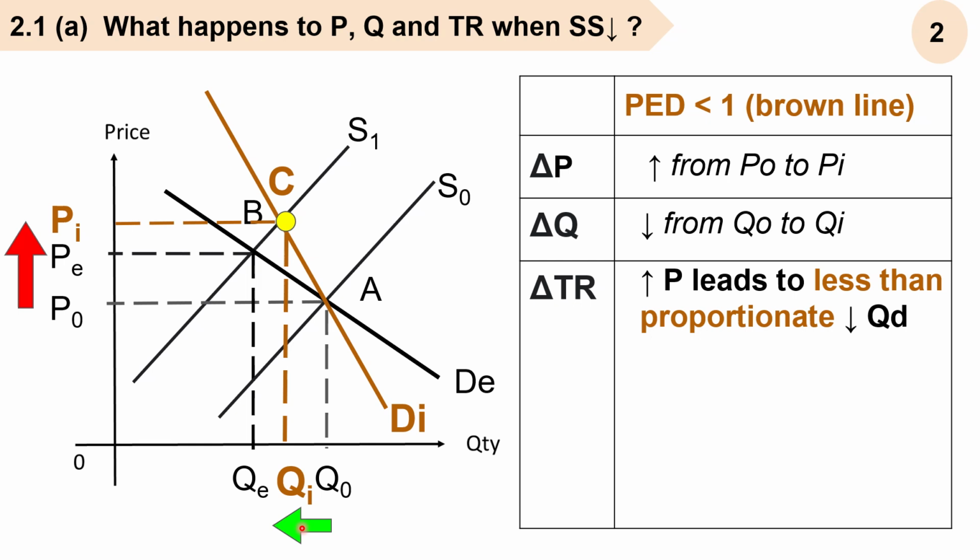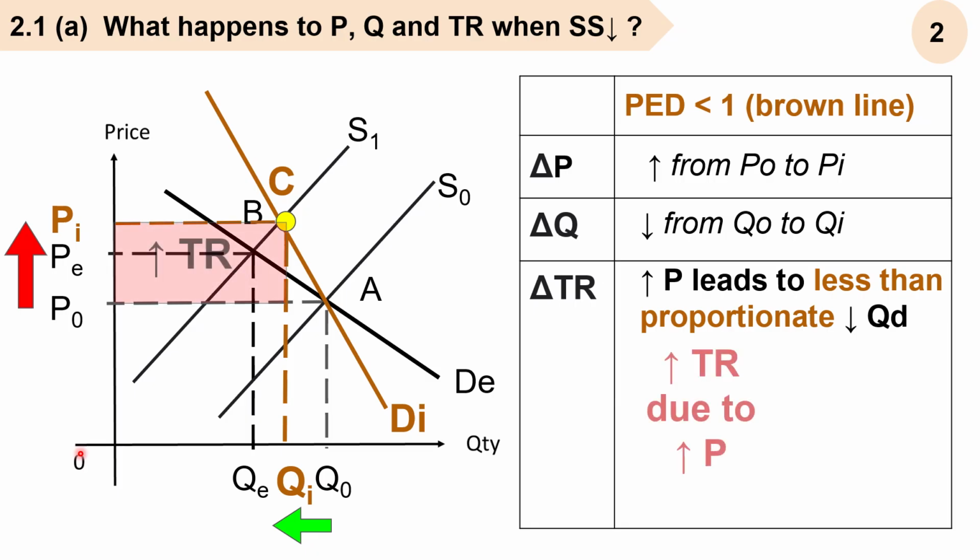Okay, then with so many lines now, can you still find the total revenue, the initial total revenue? PI times QI is the final one. Okay, what's the initial one? P0, Q0. So the initial total revenue is 0, P0, A, and Q0. That's the initial total revenue. Your final total revenue is 0, PI, C, and QI. That's your final total revenue.